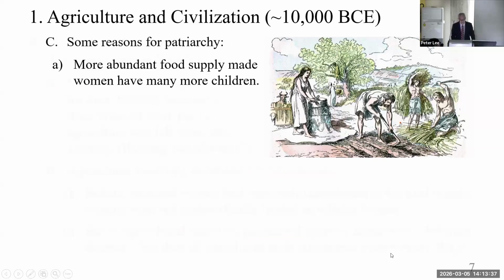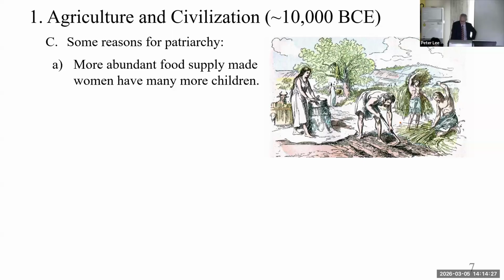These are the reasons for how patriarchy developed because of agriculture. More abundant food supply made women have many more children. You begin to have a sedentary lifestyle. You stay put in one place. I suppose it's a good thing. I don't want to talk about this as if this is a negative thing. There were many good aspects to the agricultural lifestyle. You settle down, you build a good home, right? It's not just tents anymore. You don't have to be moving all the time. And so once you get settled, I guess men and women being men and women, they mate more, right? And then women become pregnant.